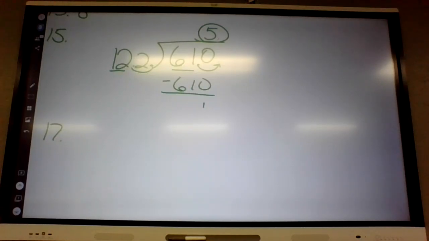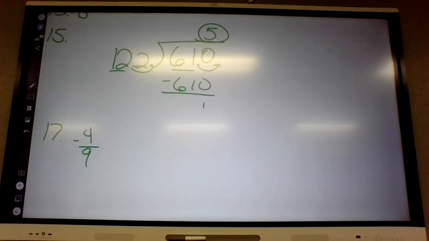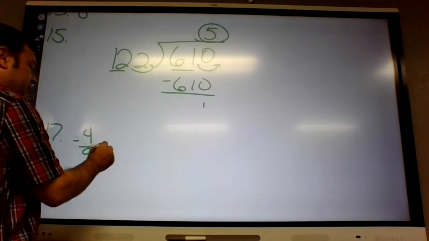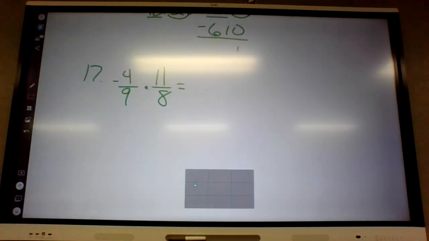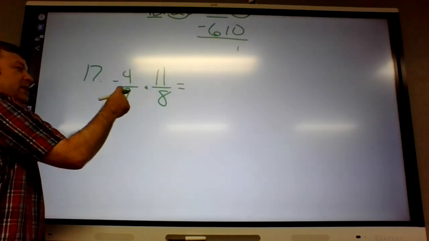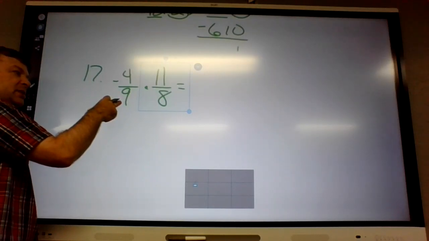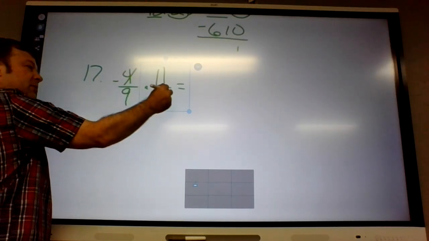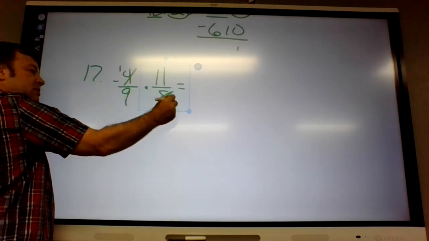Okay, and then the fractions. 17. So Keegan, what do we need to do for 17? We do keep change flip. Flip which one? The second fraction. So 11/8. Now it's a multiply problem. So what did we do on multiply problems? Cancellation. Yeah, we can reduce. The 11 and 9 don't reduce because they're not divisible by anything besides 1, which doesn't do anything. But we can divide both of these by 4. So this becomes a 1 and a 2.